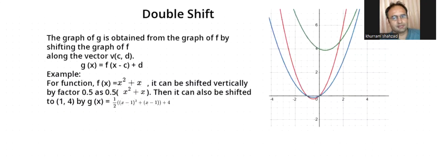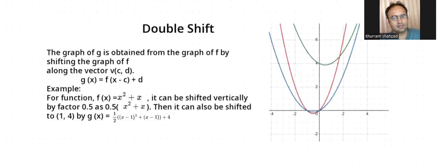Now, it is a case of double shift. Since we know that if we subtract c from x, this c is responsible for the horizontal shift. If the value of c is positive, then this graph is shifted to the right. If this value of c is negative, this graph is shifted to the left, as described recently.